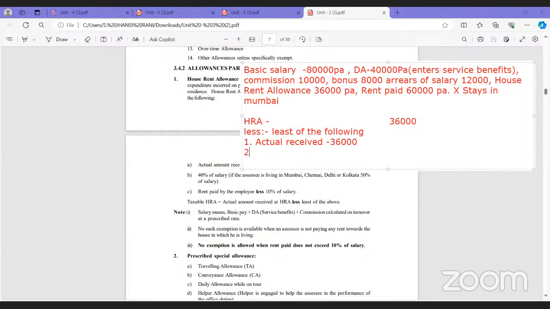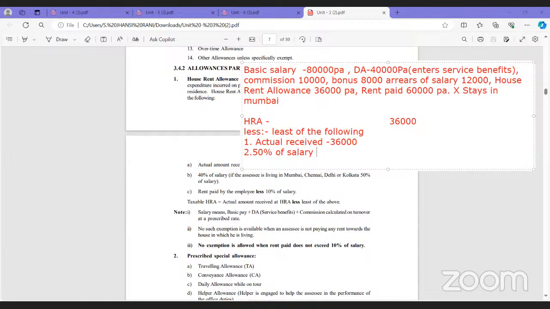The second point is 50% of salary or 40% of salary. Where is he staying? He's staying in Mumbai. Mumbai is a metropolitan city. Whenever it is a metropolitan city, the rule is 50% of salary. Now I have to find out salary: basic pay, 80,000, plus a part of salary, service benefit.